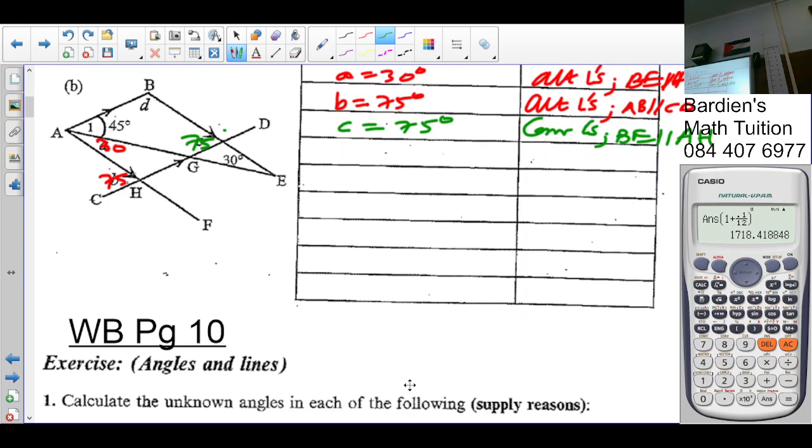Okay? What do we have here? 30 plus 45 plus D equals 180. Why? Co-interior angles, with BE being parallel to AH. So D is equal to 180 minus 75, which is 105 degrees. Not so? Right.